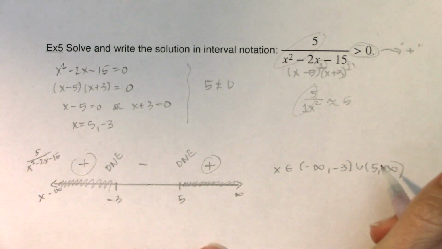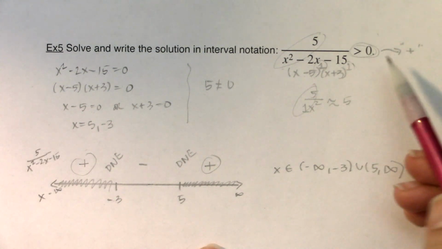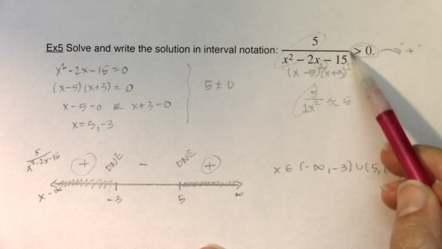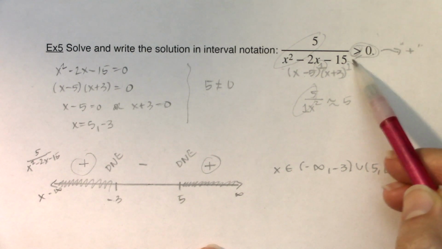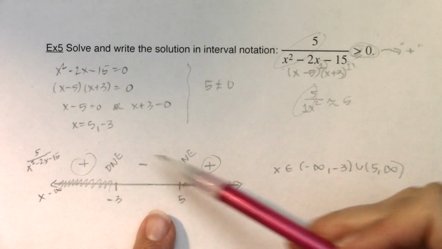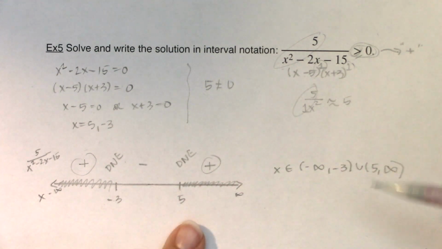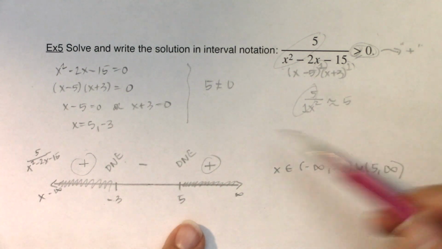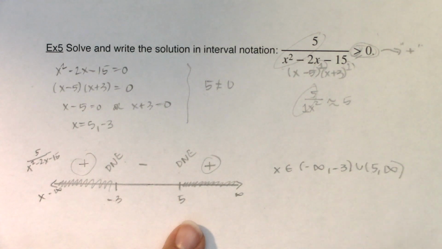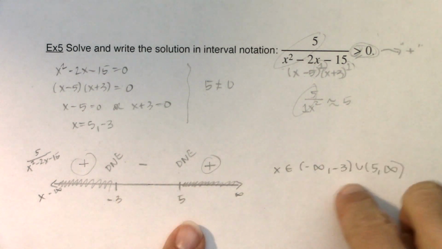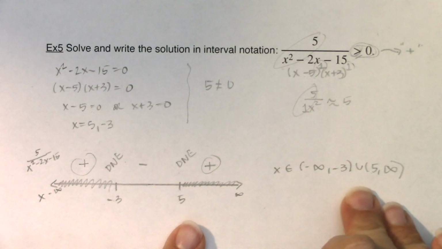And there are a couple of reasons I have parentheses. The first thing is that this is strictly greater than instead of greater than or equal to, so I would use parentheses. But even if this had been greater than or equal to, because these two values don't exist, I still would have had to use parentheses. Those DNEs outweigh any symbol that's going to be here, because we can't include anything that doesn't exist in our answer.